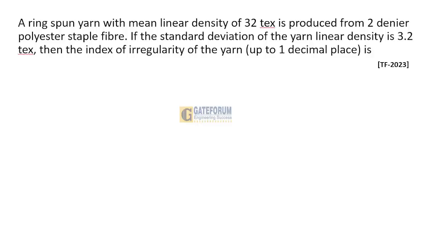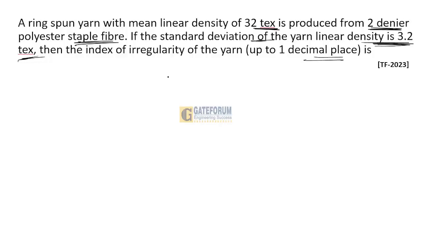So now coming to this question, it says that a ring spun yarn with mean linear density of 32 tex is produced from 2 denier linear polyester staple fiber. If the standard deviation of the yarn linear density is 3.2 tex, then calculate the index of irregularity of the yarn up to 1 decimal place. So how will we do this type of question?